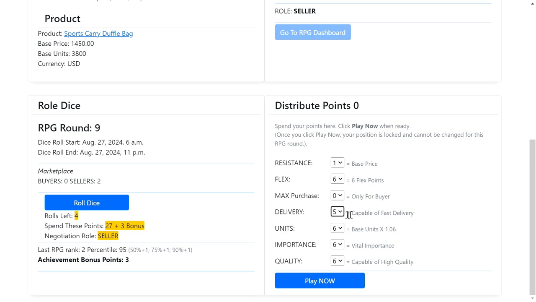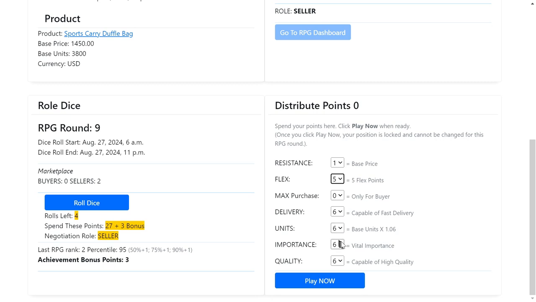So let me see. Let's look at the delivery here. I want to have fast delivery. That way, customers will be more likely to make a deal with me. However, now that I have fast delivery, you can see I've spent too many of my points. So that's a little bit of a problem, right? So how do we fix that? Well, we're going to have to adjust. Maybe I take my flex points and move them down to 5. Okay. So I want to have a fast delivery.